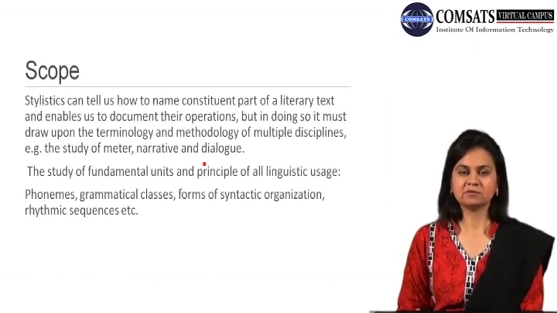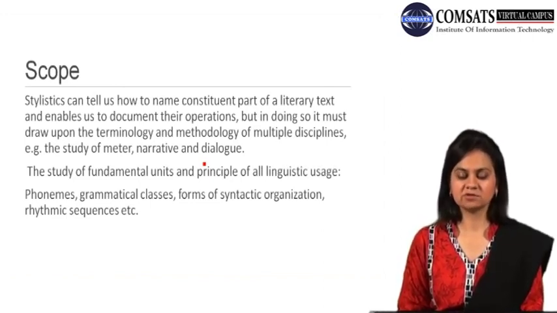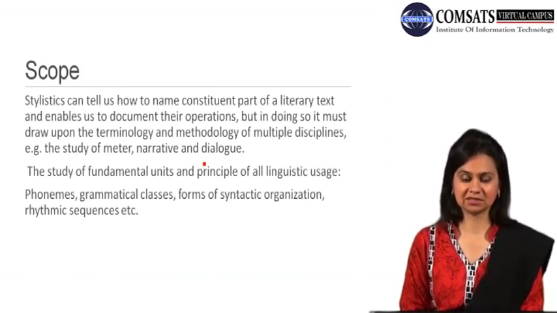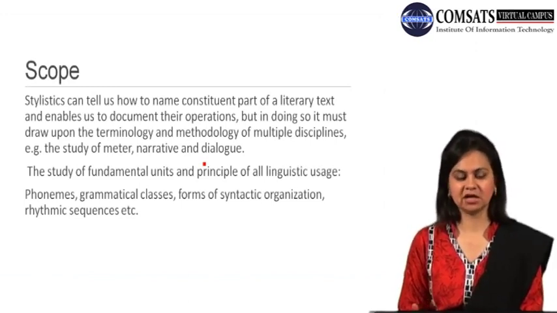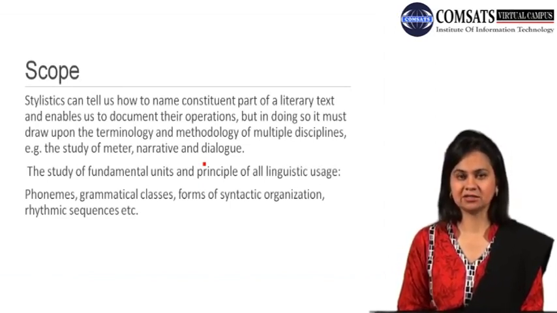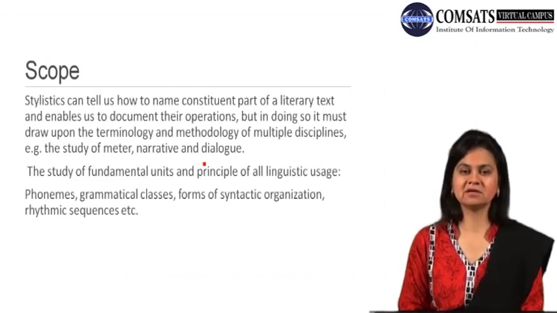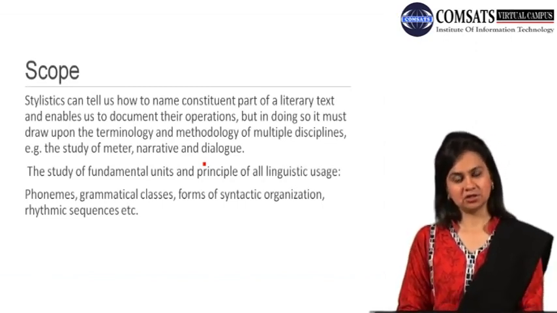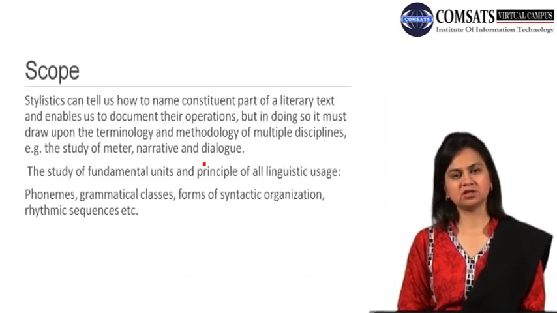The presence of phonemes, grammatical classes, forms of syntactical organization, rhythmic sequences in a text, they all make up the style of a work. Phonemes, grammatical constructions or classes, forms of syntactical order, pattern or form, or the order of the words and phrases in a sentence, and also the rhythmic sequences. Rhythmic sequences would be the rhyme. Either it is assonance, consonance, or alliteration, or the end rhyme or the internal rhyme that creates the rhythmic sequence or adds to the rhythm in poetry or text. So all these aspects are to be located, are to be identified, and then as a stylistician, we would comment on their relationship, their function in a text.